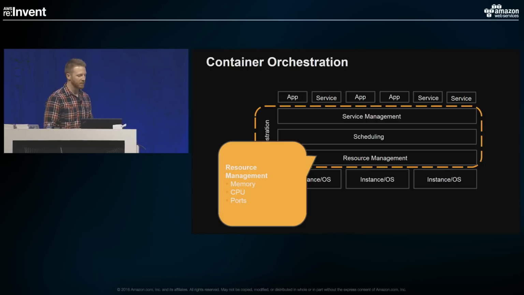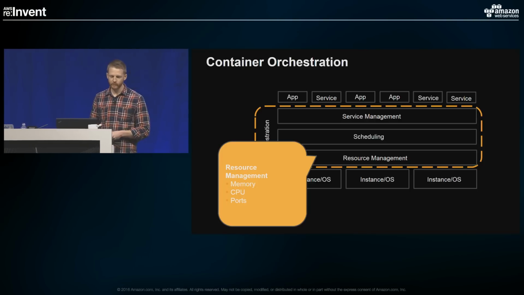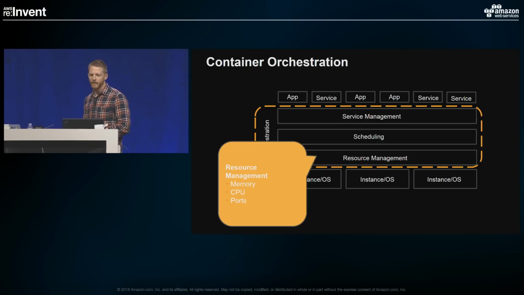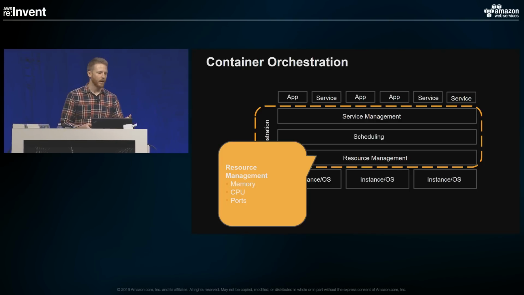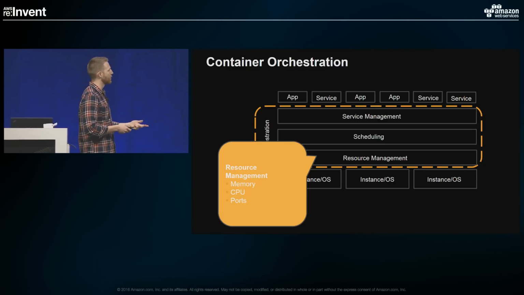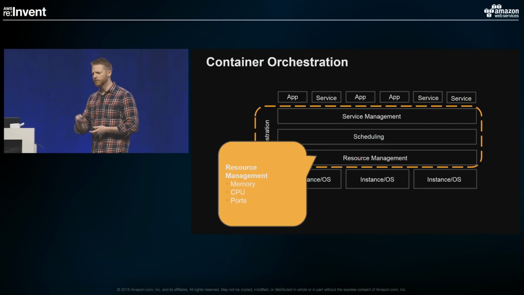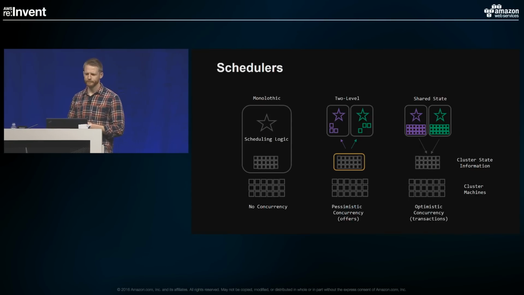So if I can quote the Mesos paper real quick, cluster computing frameworks simplify programming the cluster. Some of the resources that you might be allocating here are different attributes like memory, CPU, and ports, in some cases GPUs, maybe disks. These are the three primary ones.